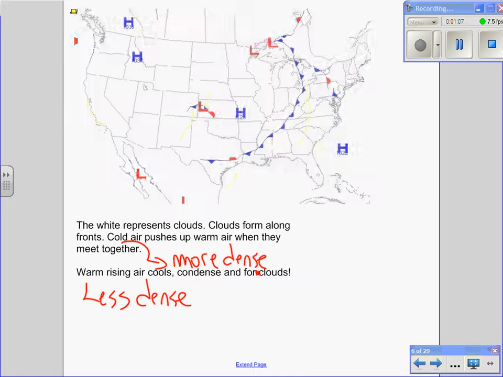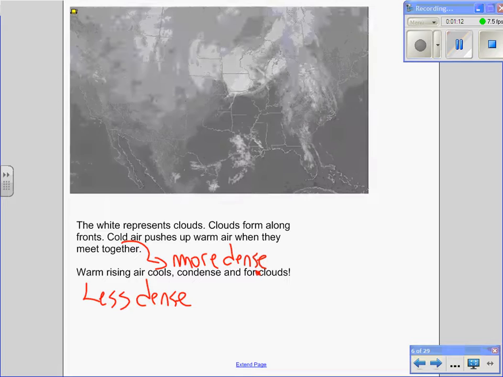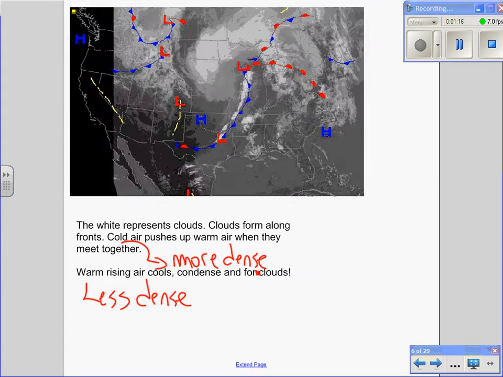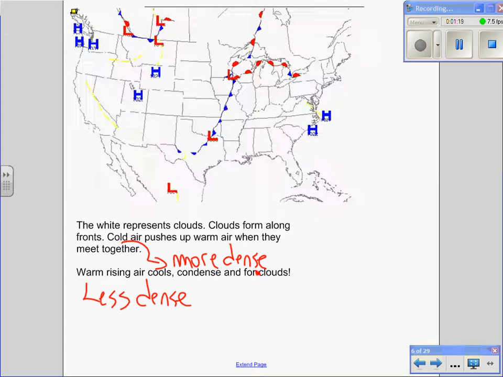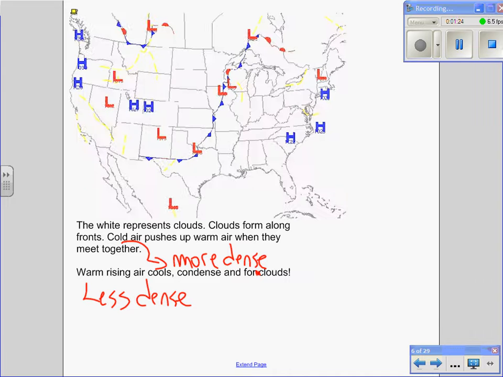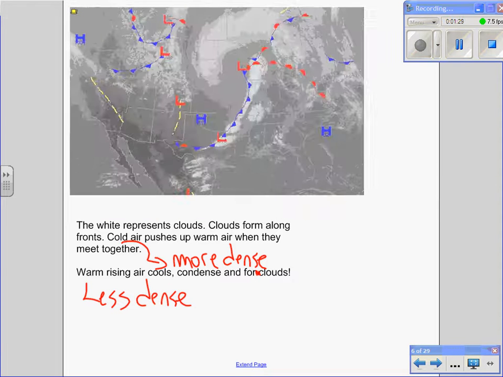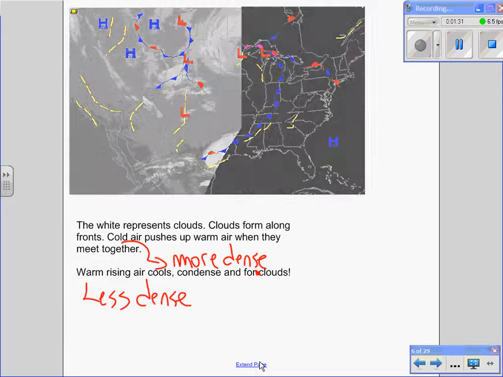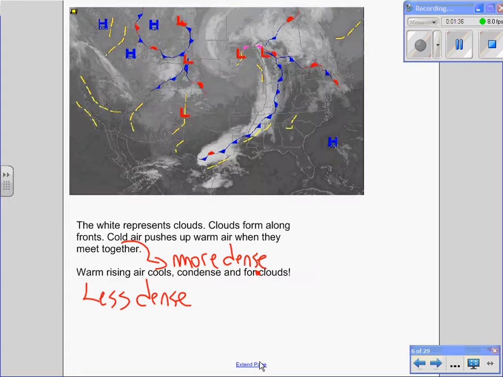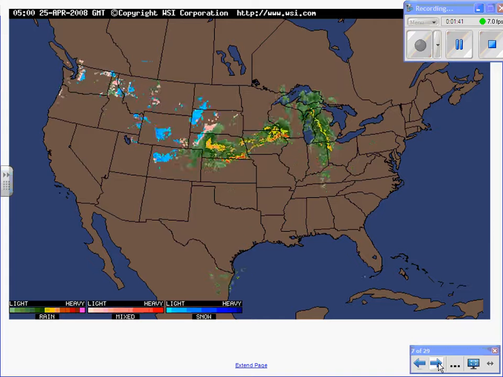So here, when you look at the animation, the cold air or the cold front is advancing towards warm air. So along the front, you see this white appear. Essentially, the white represents clouds. So the warm air is being pushed up as it's rising. It cools, condenses, and forms clouds. Right? This is a fundamental fact that we have to know. So along frontal boundaries, you're going to have cloud formation because air is rising.